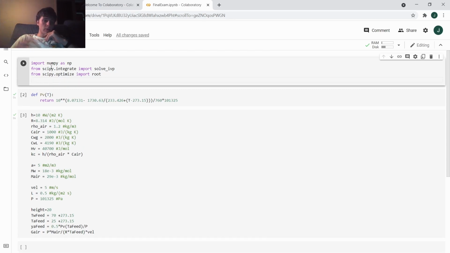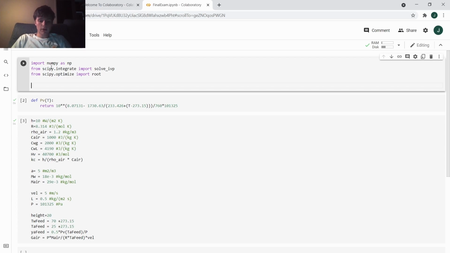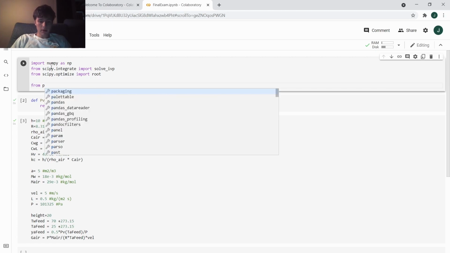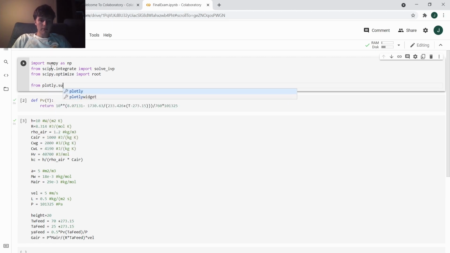And then after we get done solving the differential equation and we have our solution, we're going to want to plot that. And so we're going to be using Plotly. We want to be able to make a subplot, so we want to import that function: from Plotly dot subplots import make subplots.